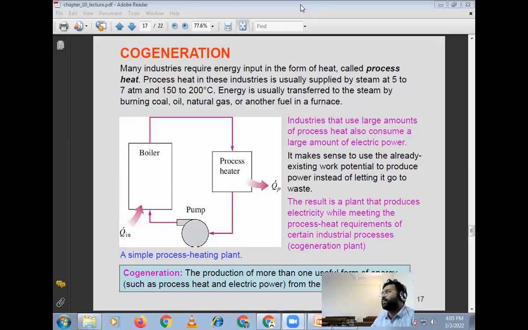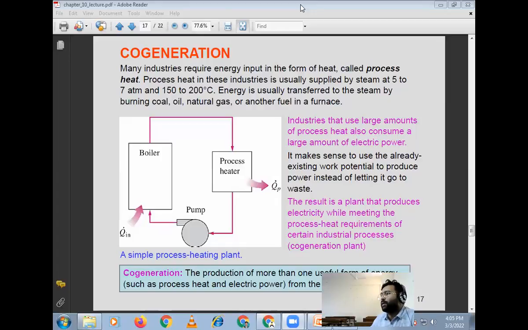So industries that use large amounts of process heat also consume a large amount of electric power. So instead of using electric power, you can just extract the steam from the boiler and use it for process heating. So it makes sense to use already existing work potential to produce power instead of letting it go to waste. So here is the schematic diagram.